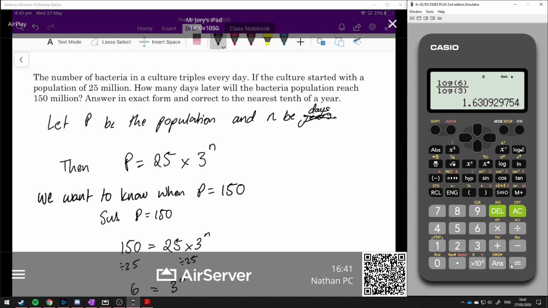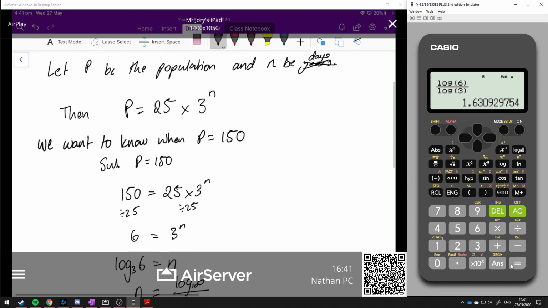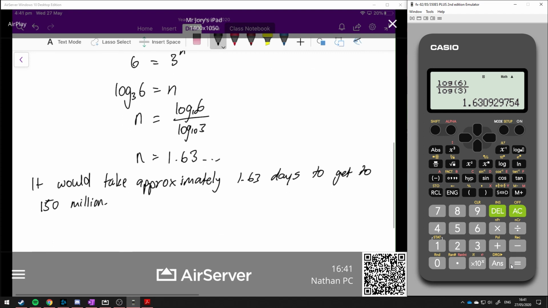Okay. I feel like that was done wrong. I feel like that's really, really wrong. No, that'd be about right. 25 million would triple, so in one day it would go up to 75 million. 75 million, if that tripled, that'd be huge. So yeah, I think that is right.